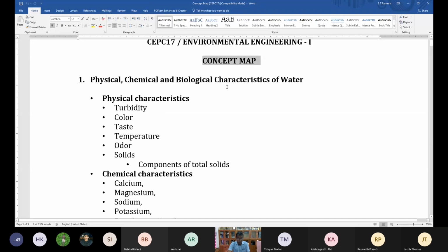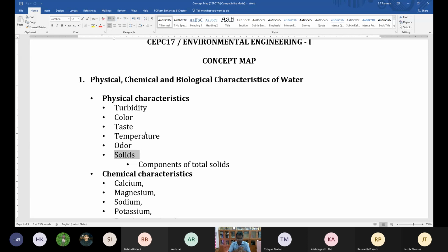The initial process, or lecture 1, talks about physical, chemical, and biological characteristics of water. That's what we discussed in the last class also. So physical characteristics include turbidity and color, taste, temperature, odor, and solids. Just take water from a source and test these parameters, either by physical sense, by seeing, by observing the color, by understanding the temperature profile, or by smell, and you are able to say the quality of water.